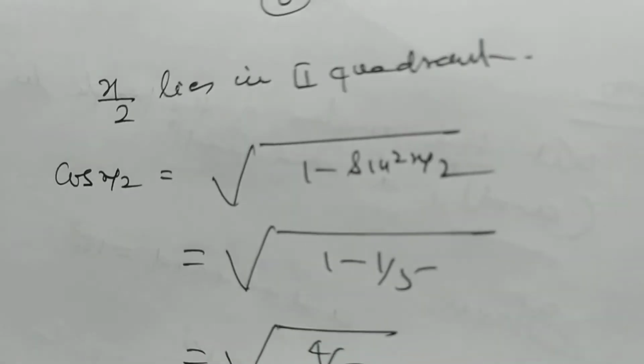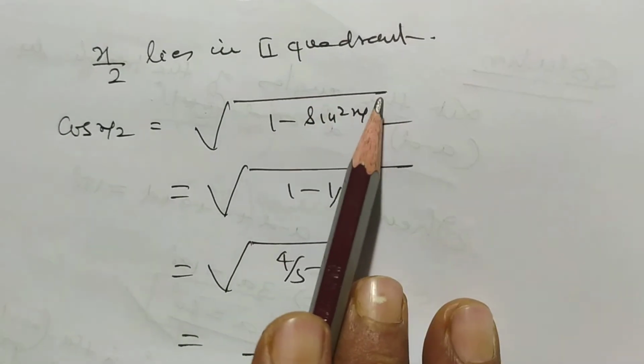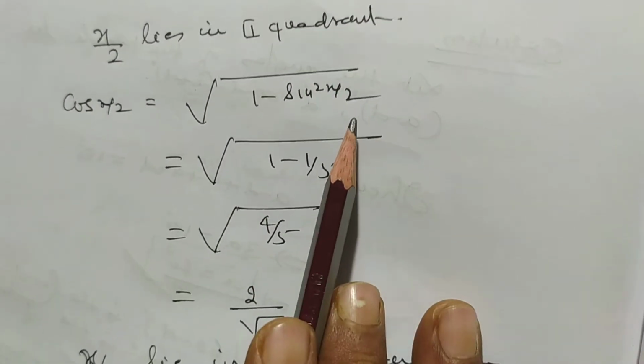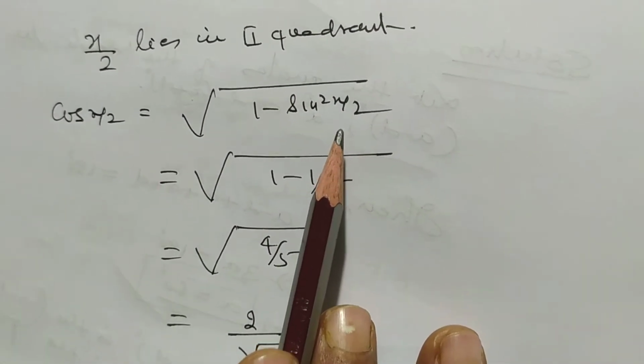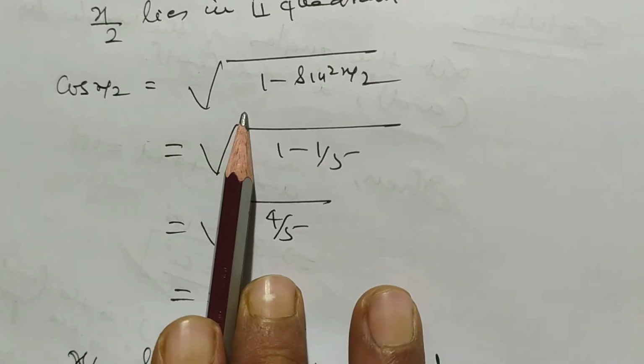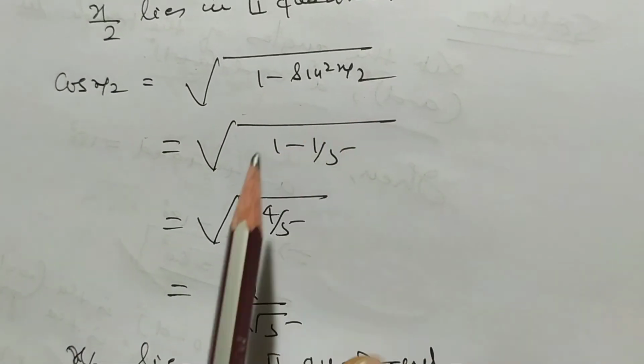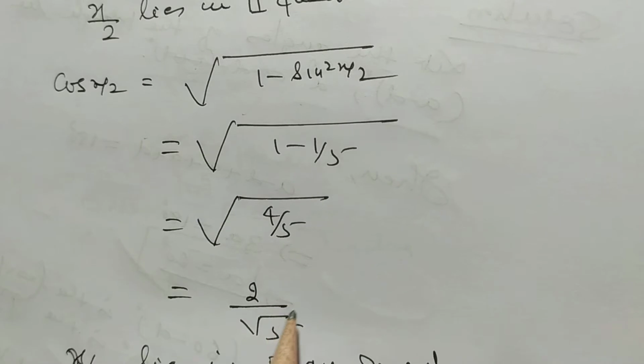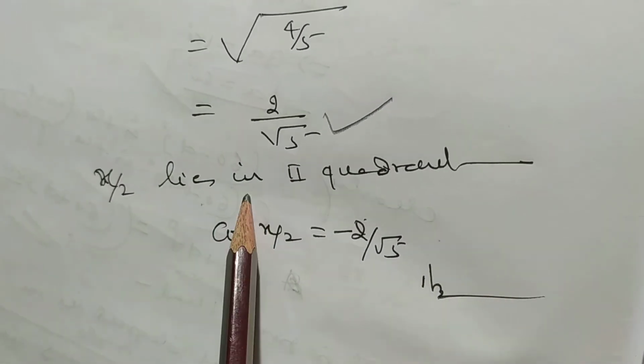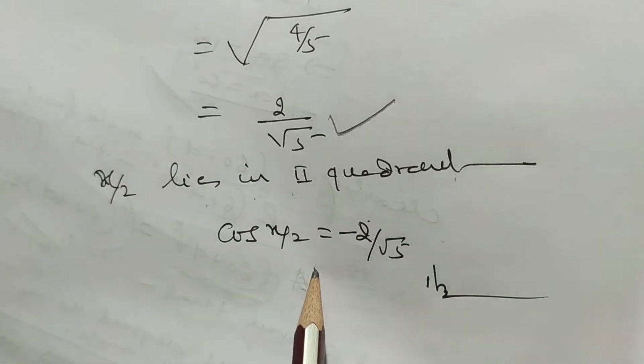X by 2 lies in second quadrant. So cos x by 2 is equal to root over 1 minus sin square x by 2, and it will be 2 by root 5. X by 2 lies in second quadrant, so cos x by 2 is equal to minus 2 by root 5.